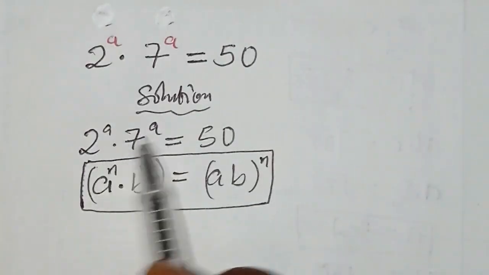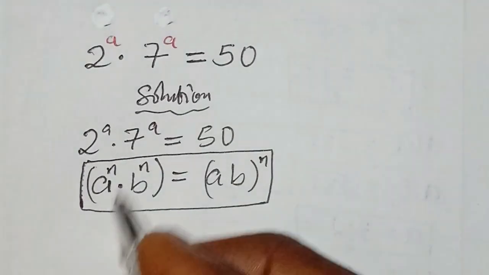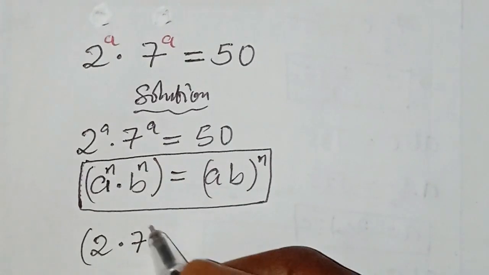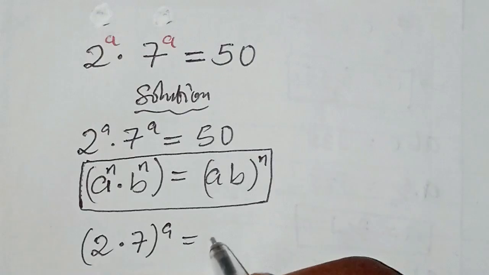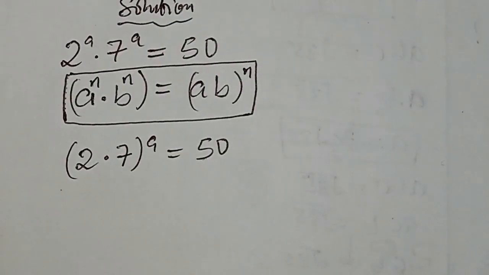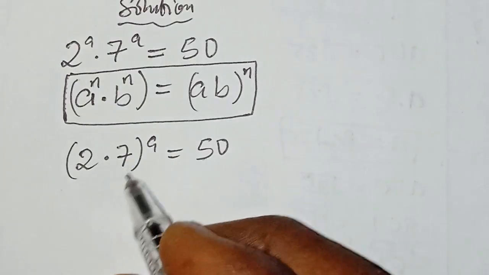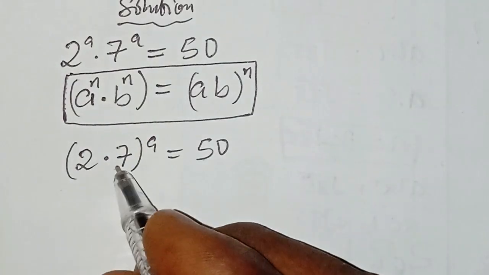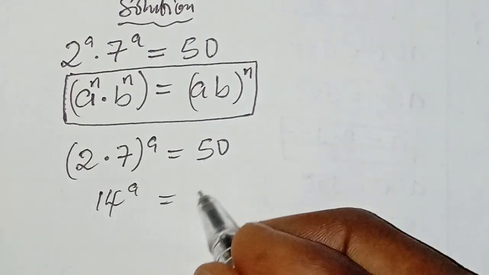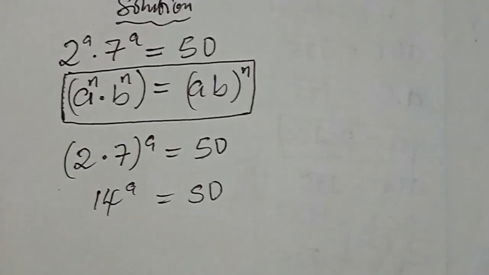So we now have 2 multiplied by 7 in brackets to the power of a equal to 50. And from here, we multiply what we have in the bracket, and that 2 times 7 gives us 14. Then to the power of a equal to 50.